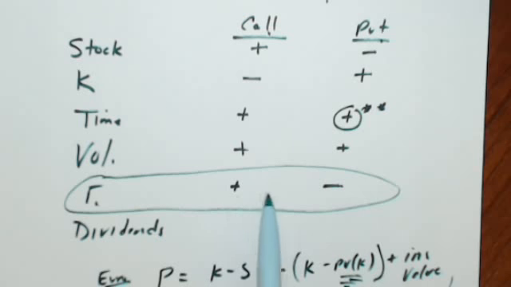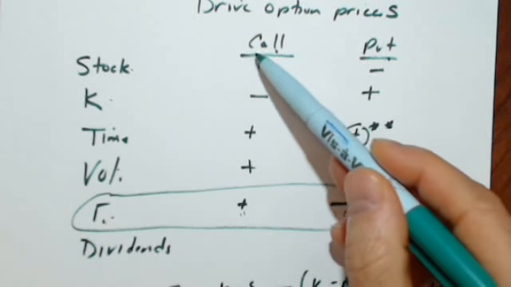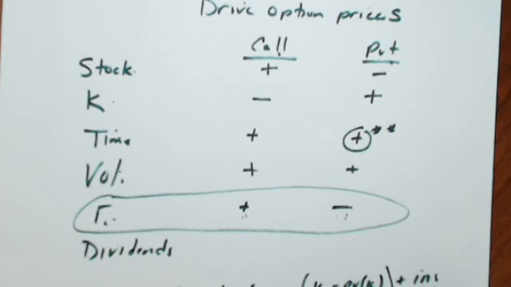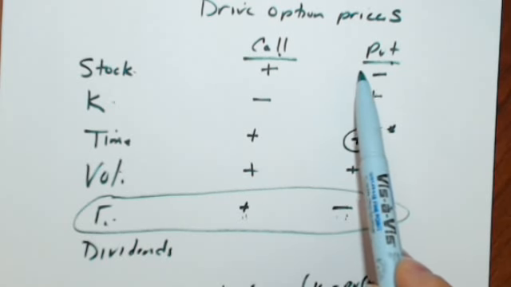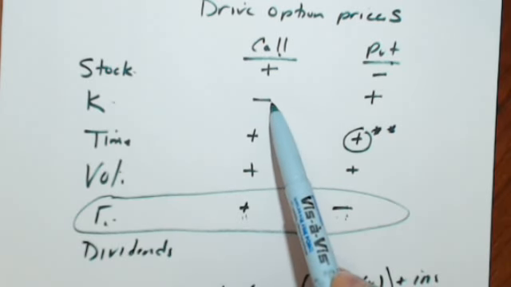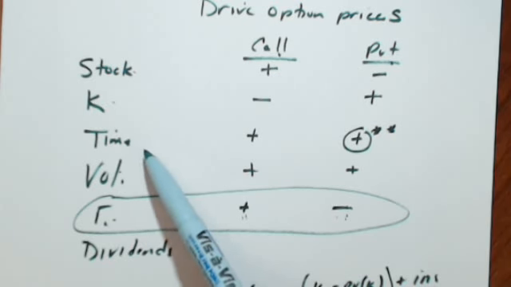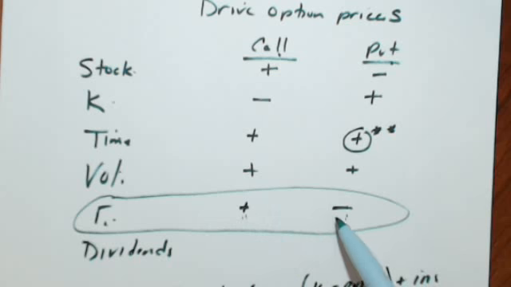Okay? In both of these cases, a call is a substitute for a long stock, and a put is a substitute for a short stock. Now, when I did all this analysis on the first five variables, I was using a ceteris paribus analysis. I'm saying, look, the stock changes and nothing else changes. What happens to the call and put? K, if you could change it, what would happen to the call or put? Time, if all you did was allow time to change, what would happen? If all you could do is change volatility, what would happen? And the same thing with interest rates.